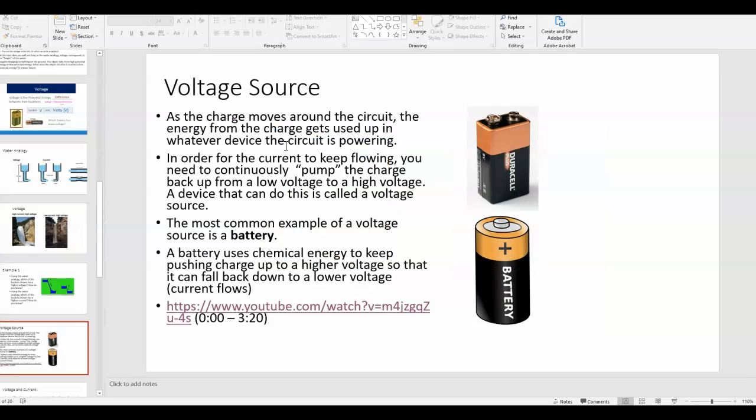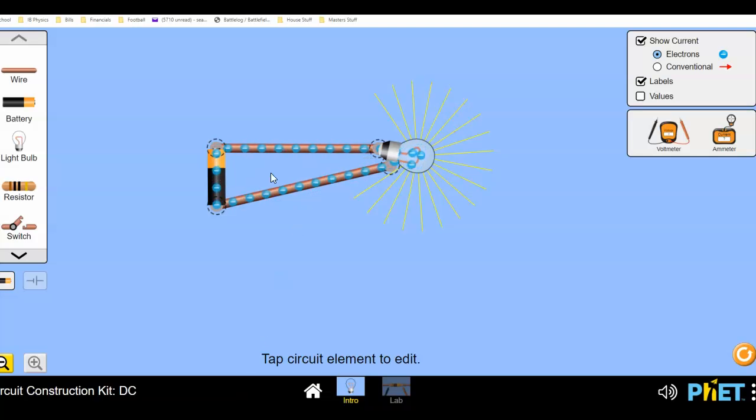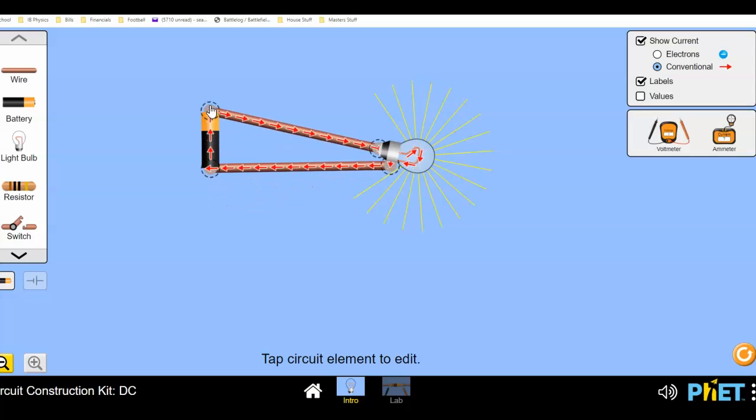Okay, and so I said this before, but voltage is what makes the current flow. And so as the charge moves around the circuit, the battery kind of acts like a pump to pump the electrons up to a higher energy level, up to a higher voltage. And then the electrons try to flow to get back down to a lower energy level. For example, here you can see that the positive side of the battery is at the top, and the current comes out of the positive side, and then it tries to get back down to a lower voltage, and so it keeps going until it gets back to the negative side.